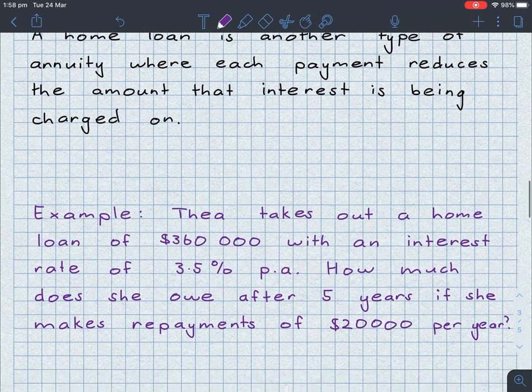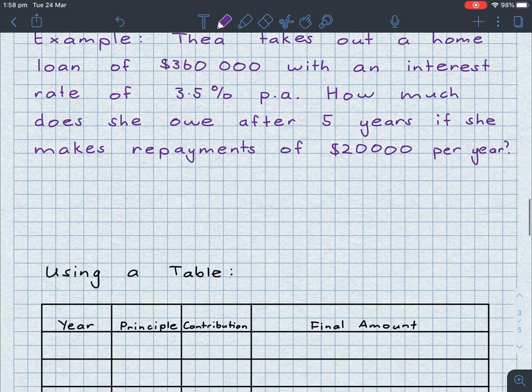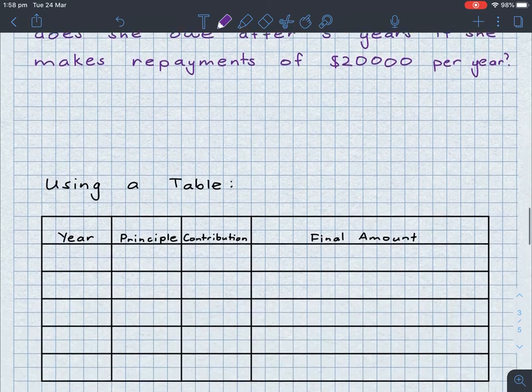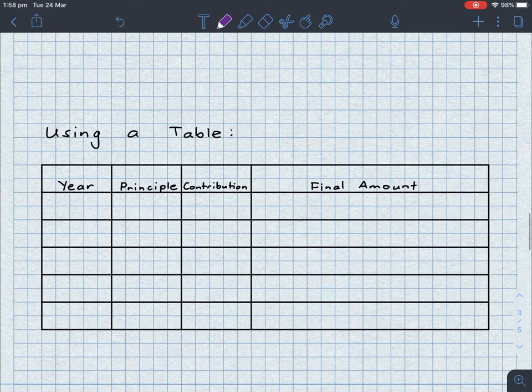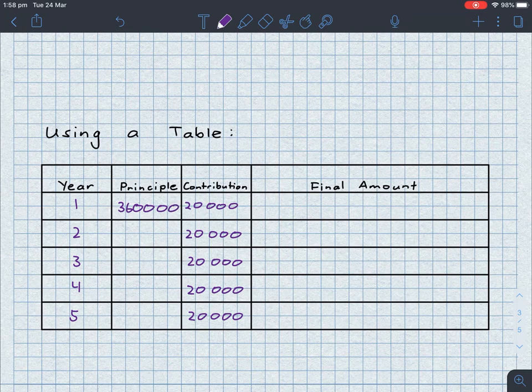So, just like last time, we can set it out either in a table or using the formula. So we'll start with the table. This is over 5 years again, so we'll have 5 rows. The contribution is the $20,000 that she's paying off each year. So that will be the same for every line of working. And then the first amount that we start with is the original $360,000 that's been borrowed.